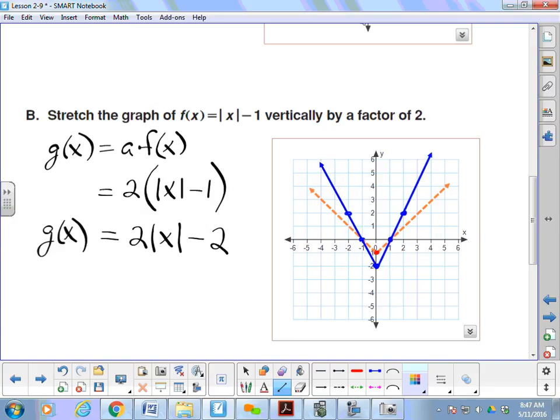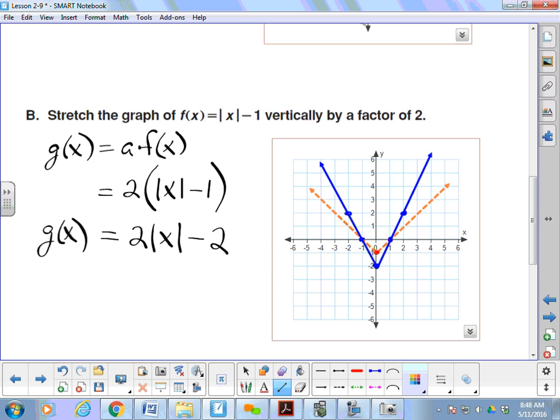You'll notice that this graph is definitely steeper than the previous one. Our previous one had a slope of 1. This graph now has a slope of 2 or -2, depending on which side of the vertex you're on. If it's a vertical stretch or vertical compression, we're just changing the y values.